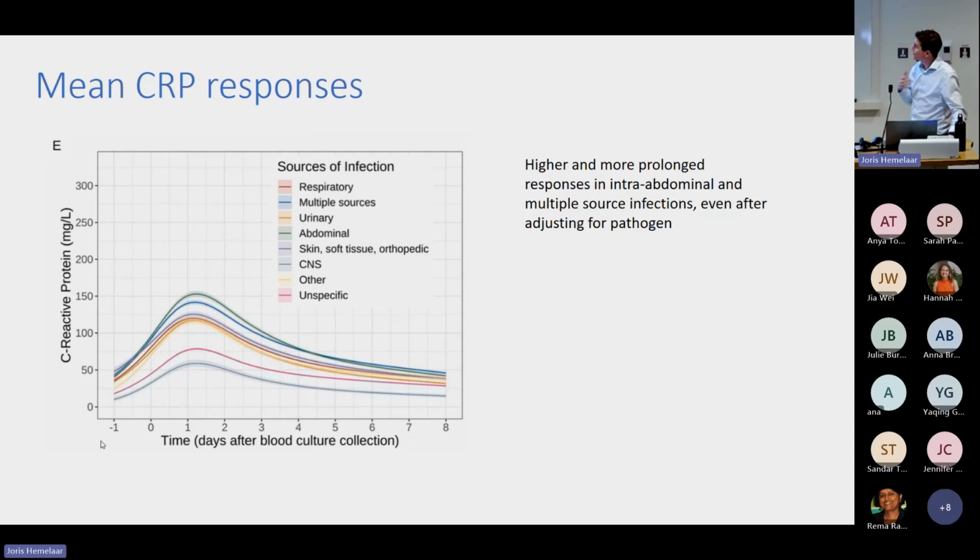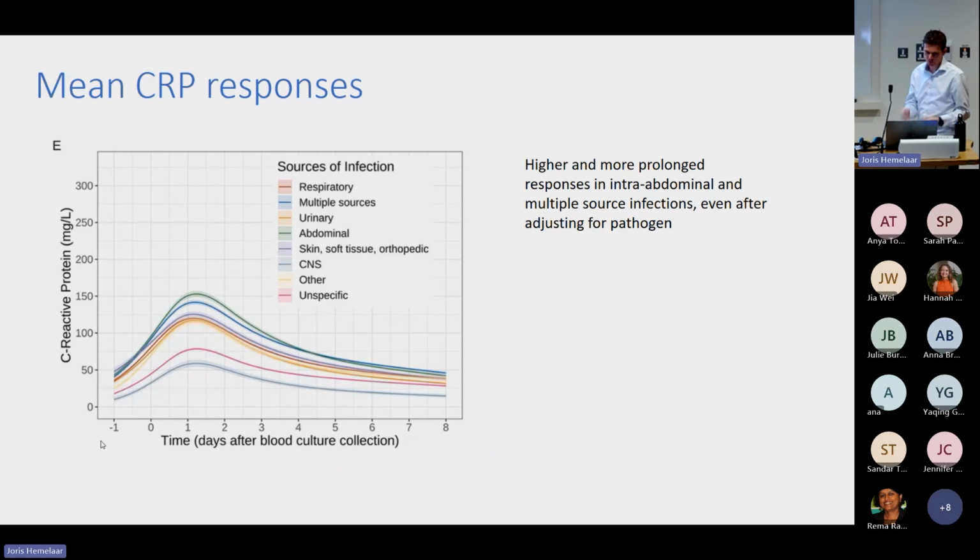Similarly, where your infection is matters too. If you have an infection within the abdomen, so you have appendicitis, or a perforation of your bowel or some other problem like that, then you tend to get higher responses. Whereas if you've got an infection around your head, in the central nervous system, then you get much lower responses. And this is even after adjusting for the pathogens causing the problem. So who's infected matters, what's causing the infection matters, and where the infection is matters.